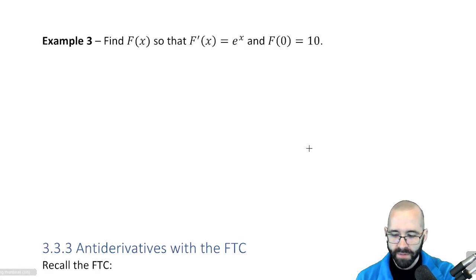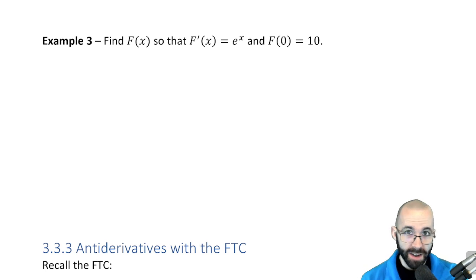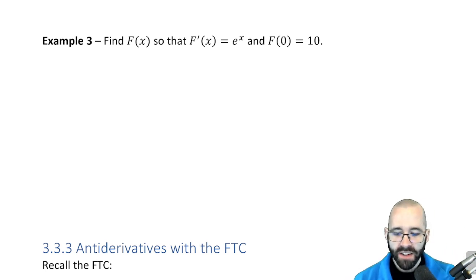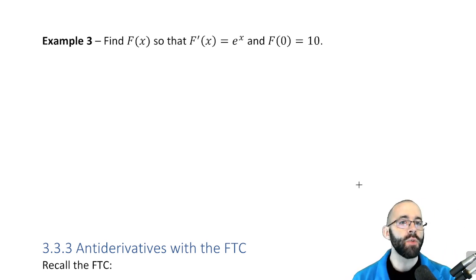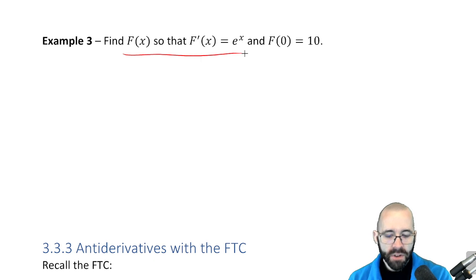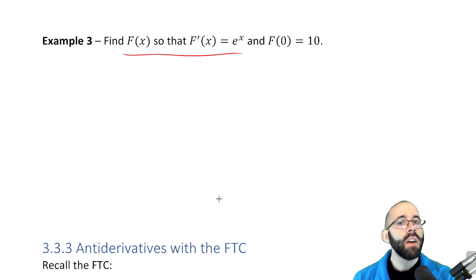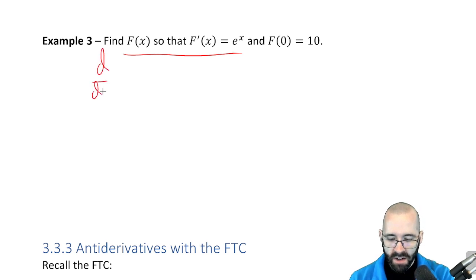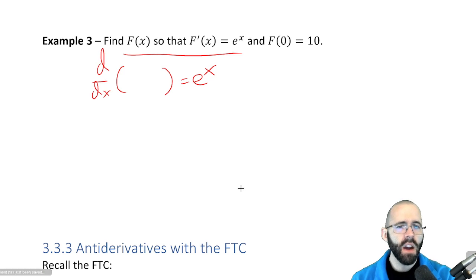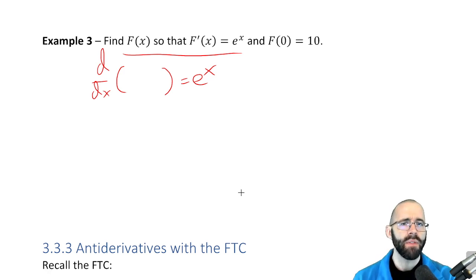Last example here. Let's spice things up, okay? Find a function so that its derivative is e to the x and its value at 0 is 10. So let's do this question in two parts. First, let's do this red part. Find f of x so that its derivative is e to the x. The derivative of what function equals e to the x? Oh, this is a question asking about antiderivatives.